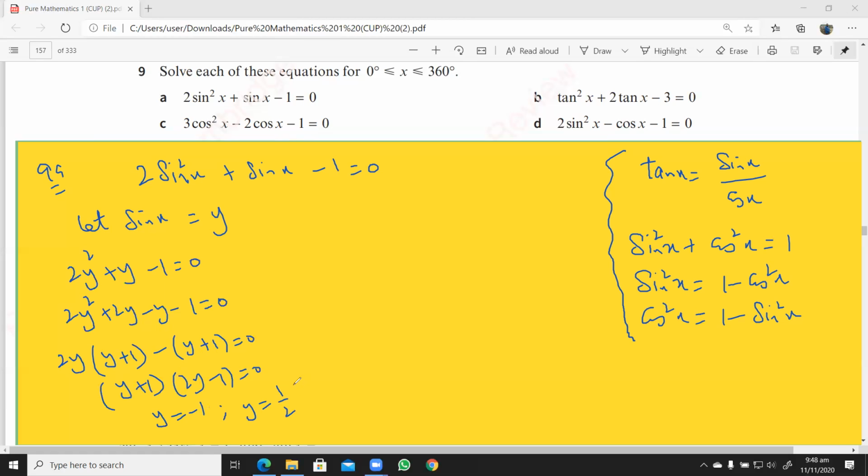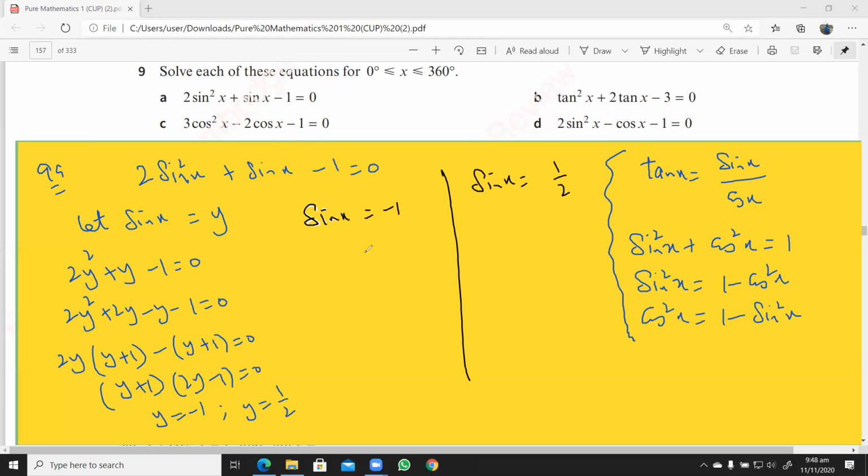Now you put this y back as sine x, okay? So now we have this sine x. I think I should use black, okay? So this sine x is either minus 1 or this sine x is going to be half. We know that where is sine minus 1?